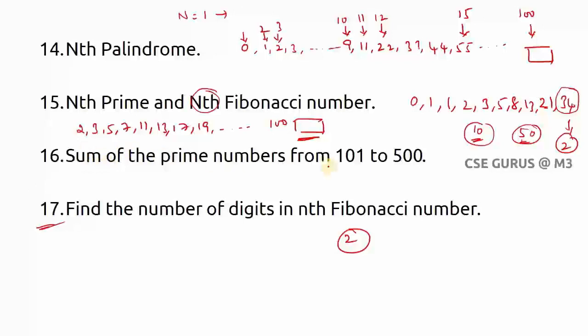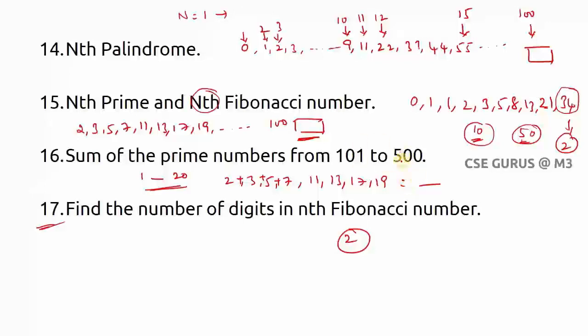And this one, sum of prime numbers from 101 to 500. Let us suppose I ask you what are the prime numbers from 1 to 20. You can say 2, 3, 5, 7, 11, 13, 17, 19. Now what is the sum of prime numbers from 1 to 20? You can say 2 plus 3 plus 5, like this. What is the sum? Now if I ask you what are the prime numbers from 101 to 500, what is the sum?